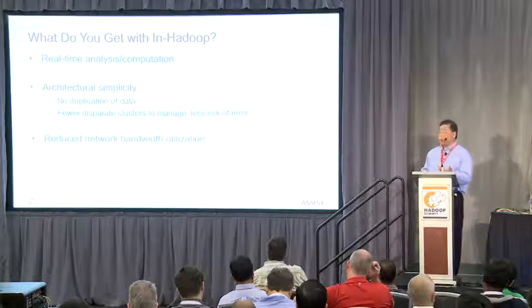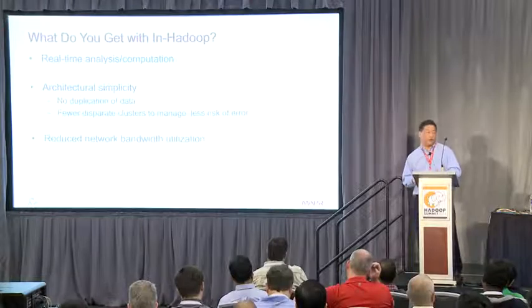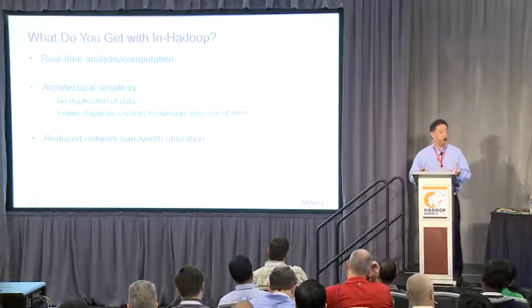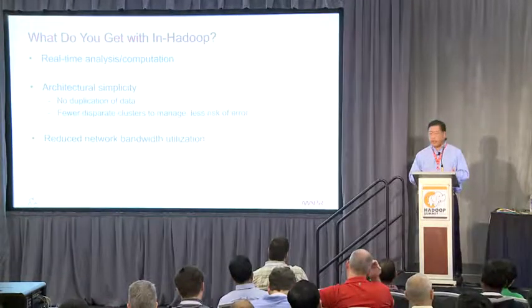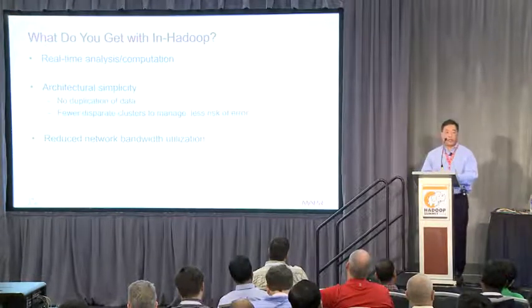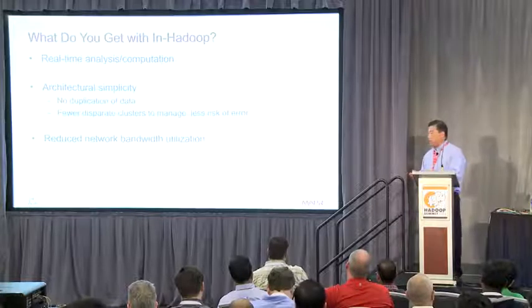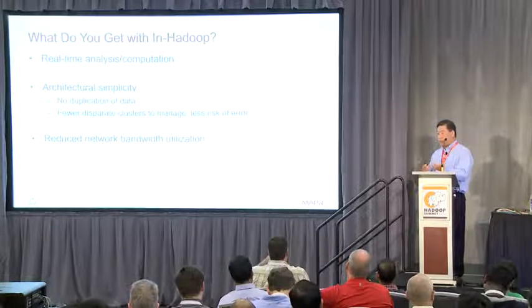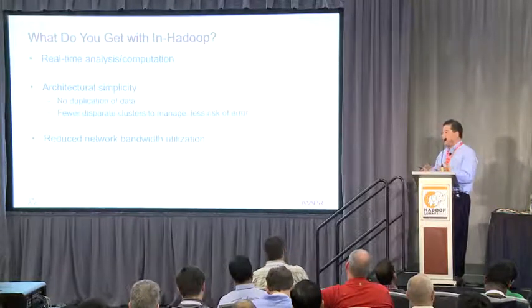And of course, the reduced network bandwidth utilization. I mentioned that if you're only dealing with gigabytes of data, then this probably isn't that big of a deal. But if it's taking hours, days to copy data across the wire, then you want to think about an architecture that's going to better support being able to keep data local to where the computation is being done.